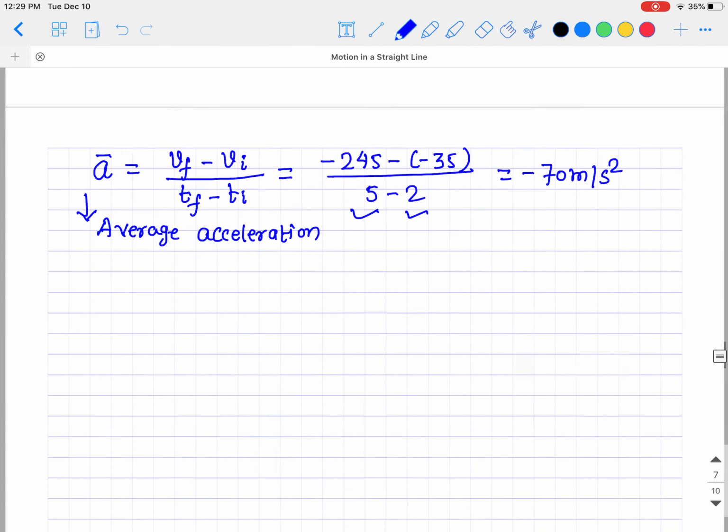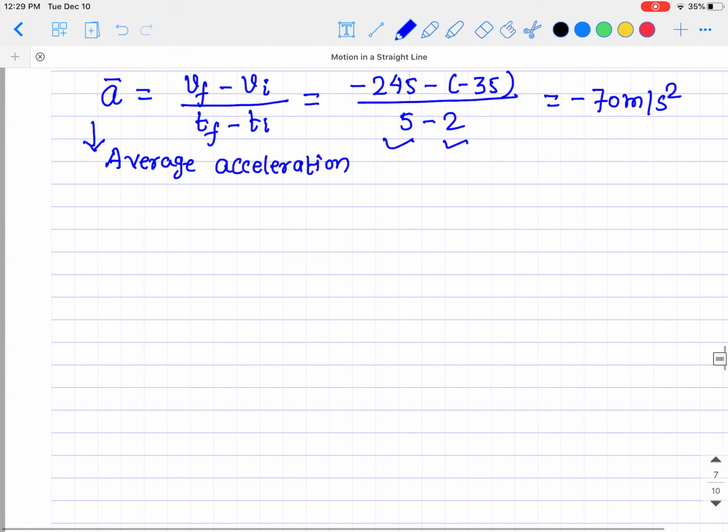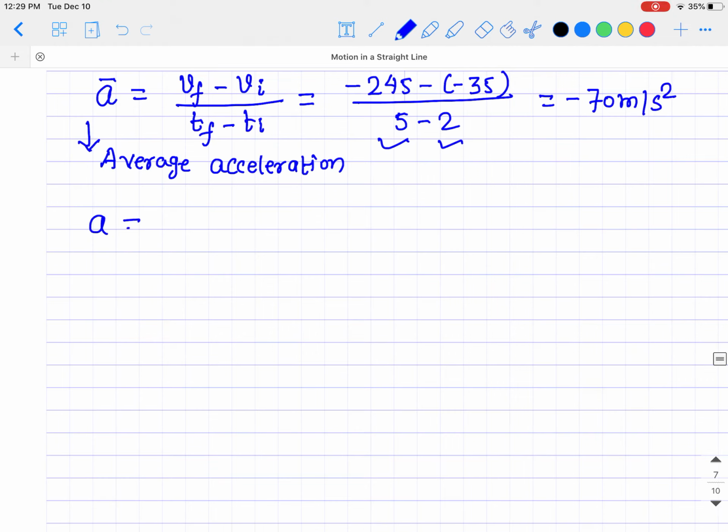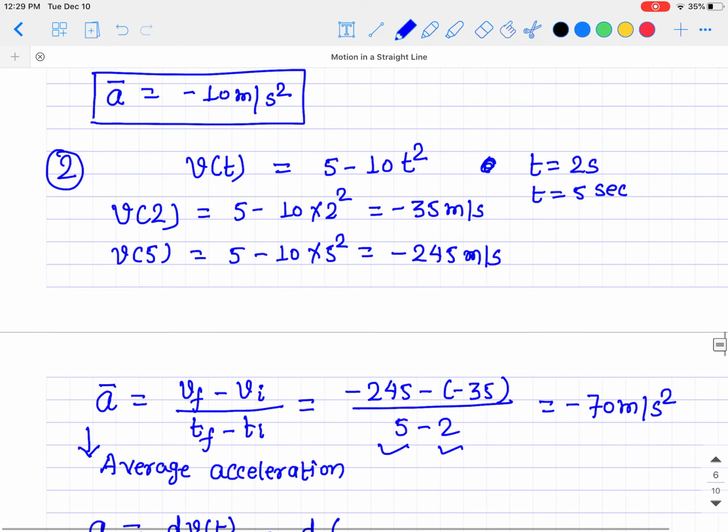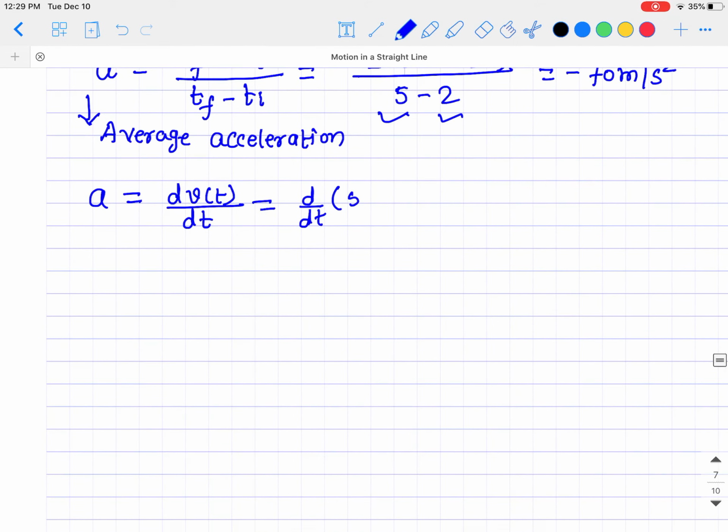Now let's calculate the instantaneous acceleration. The instantaneous acceleration is defined as the first derivative of the velocity. And what is the velocity? The velocity is given by 5 minus 10t squared. If I just take the derivative, 5 is a constant term, so it will get 0. Minus 10 times 2t, you will get negative 20t.